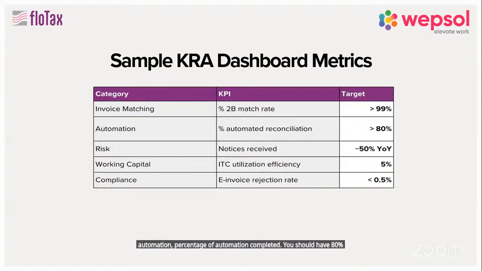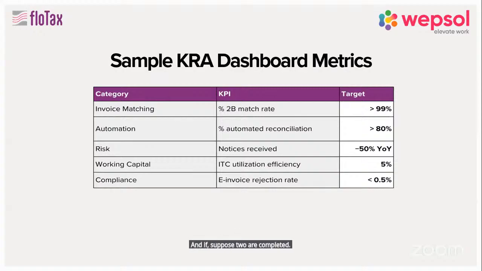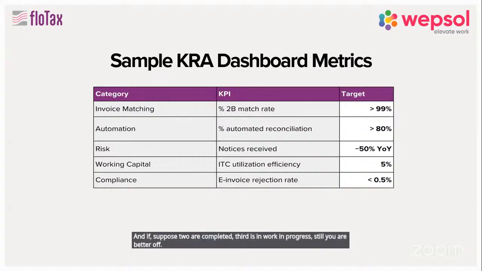You should have 80% above. Suppose you have taken 4 line items in your finance and tax function for automation for the current year. At least you should complete more than 3. And if, suppose, 2 are completed and the third is work in progress, still you are better off. But if you planned for 4 and you are doing only one thing, then you'll have your problem.